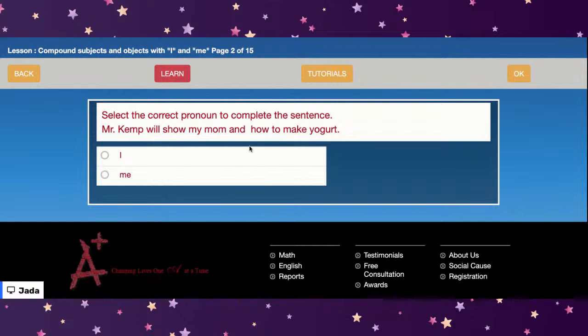Mr. Kem will show my mom and me how to make yogurt. We had this also in the tutorial. So you have to make sure that you look at the right manner in which you would put your me and I. Okay, so you have to check carefully. Sometimes you have to remove the name of the person, use the pronoun to make a sentence and see if it makes sense. If you use the pronoun to make a sentence and it is okay, then you know that that is the correct answer. Okay.